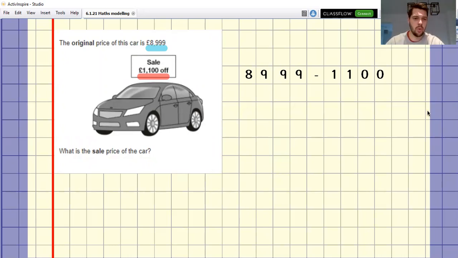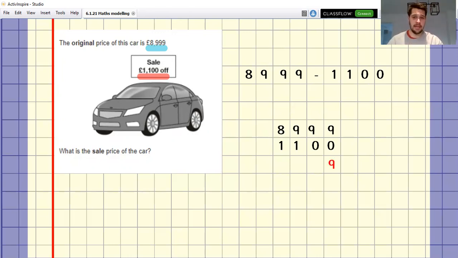Let's try and apply that to a word problem now. The question says, the original price of this car is £8,999. And the sale currently has £1,110 off, so I've highlighted those important numbers there. So what is the sale price of the car? Let's take that information, original price, 8,999, take away my sale offer, 1,110. Let's lay that out in our column subtraction.